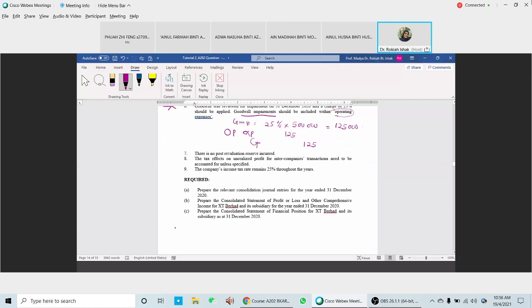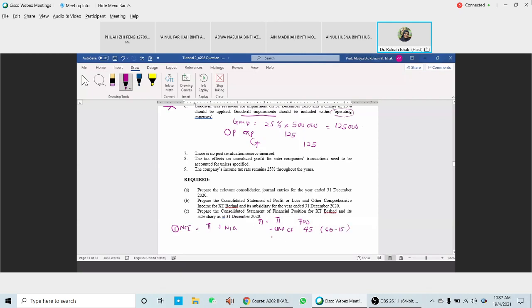So the next one, we need to calculate the NCI. NCI here we have two items: one is for the profit and the other one is from the net assets. We calculate the profit first, share of profit. Share of profit for the year is 700, and then you're going to minus URP carry forward. The URP carry forward that you have here is 45, which is 60 minus 15, the net of the tax.